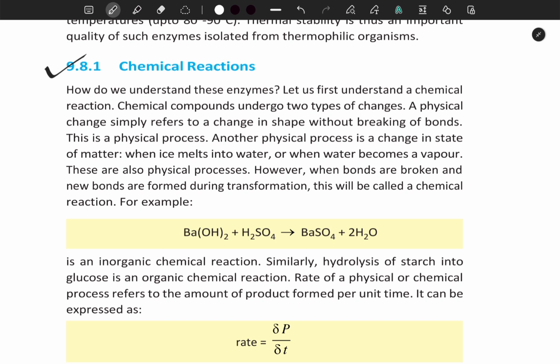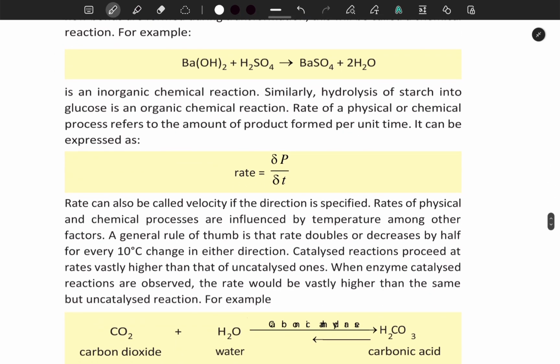However, when bonds are broken and new bonds are formed during transformation, this will be called a chemical reaction. For example, Ba(OH)2 plus H2SO4 gives us BaSO4 plus 2H2O, which is an inorganic chemical reaction. Similarly, hydrolysis of starch into glucose is an organic chemical reaction. Rate of a physical or chemical process refers to the amount of product formed per unit time. It can be expressed as rate equals delta P upon delta T. Rate can also be called velocity if the direction is specified.